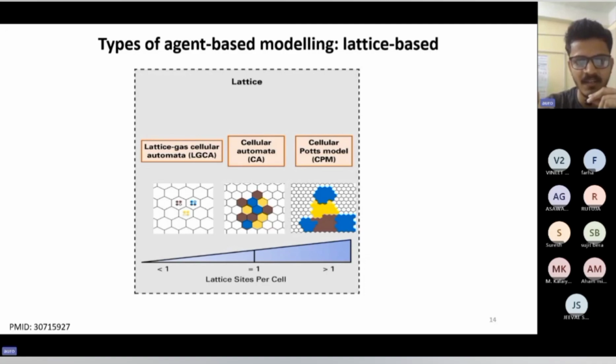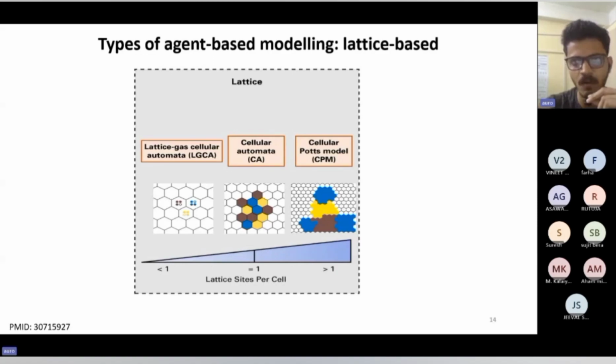And on the grid, one grid point you can use as certain agents or cells. And these are some of the examples. Like in LGCA, what happens? Multiple cells are represented by one lattice.